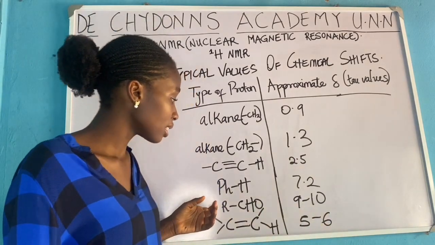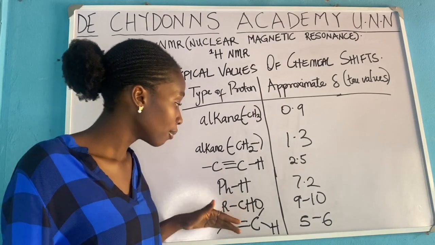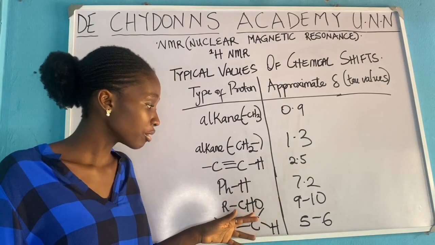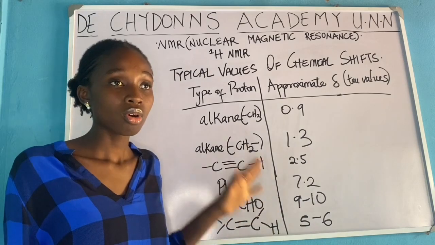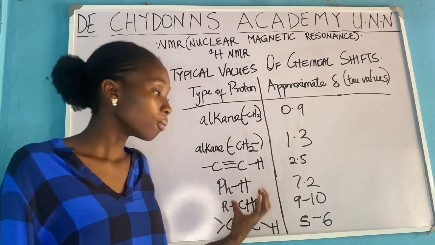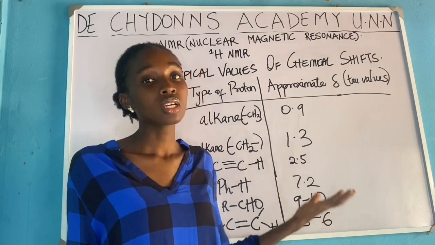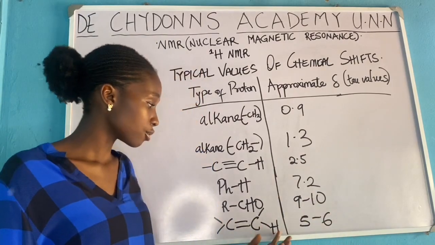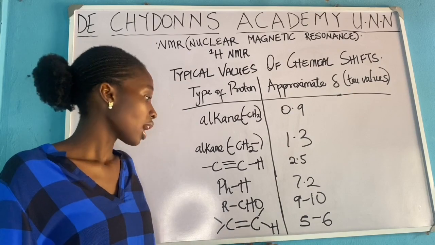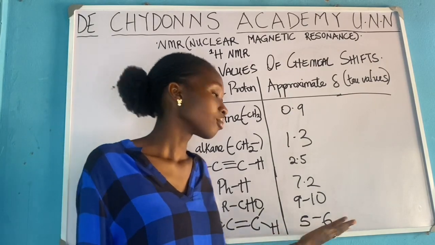The next thing that you have here is the aldehyde group. You have a carbon that is bonded to a lot of things. This hydrogen is bonded to a carbon, which is bonded to oxygen. This whole complex setup can make the hydrogen peak at a very downfield point, which is 9 to 10. And then the next thing you have is your double bonded group, your alkene group, peaking at a point of 5 to 6.